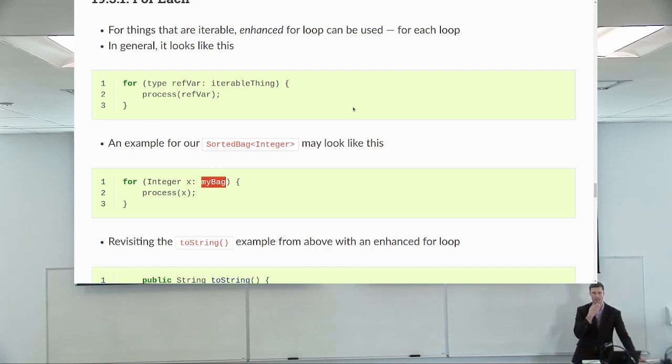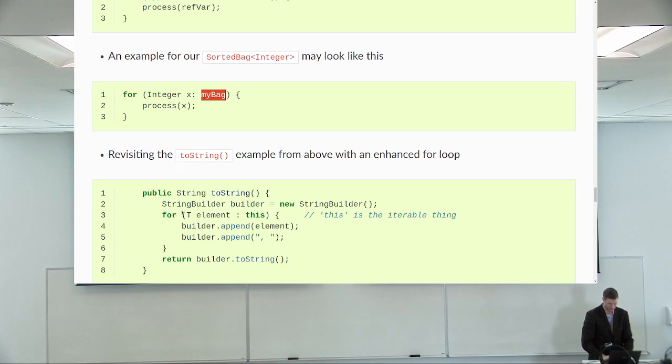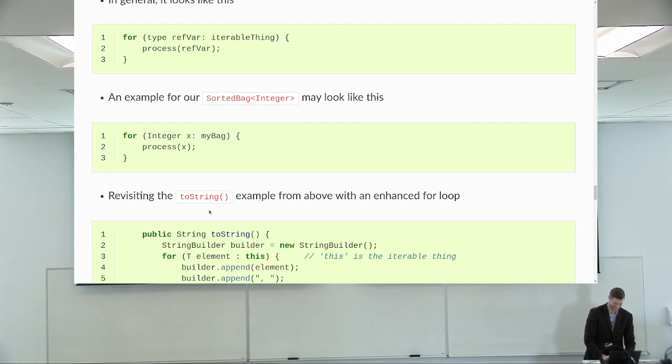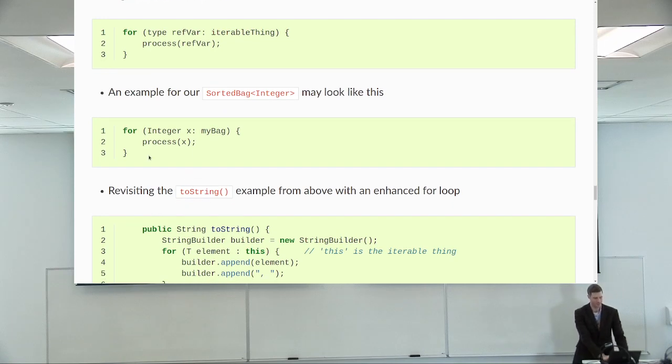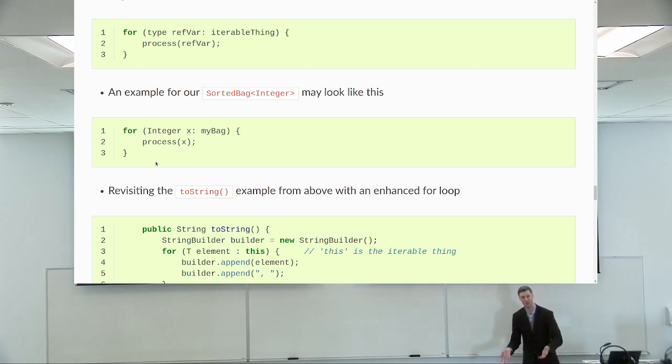Yes? Can you use generic types in the for each loop? Yes, but one second. Like this right here? Yeah. Yep. So, this enhanced for loop becomes an even nicer way of iterating over the collection.